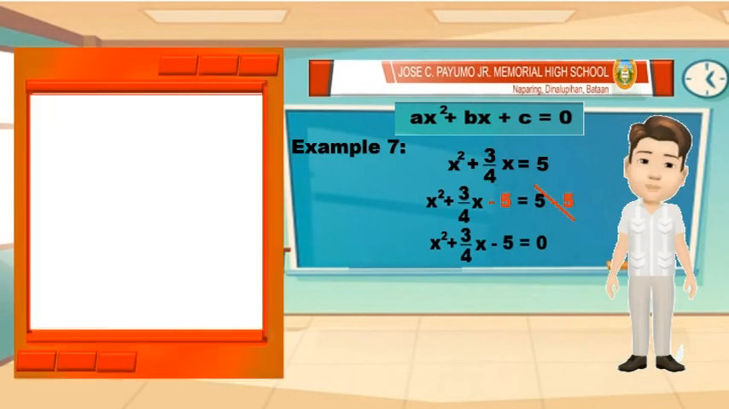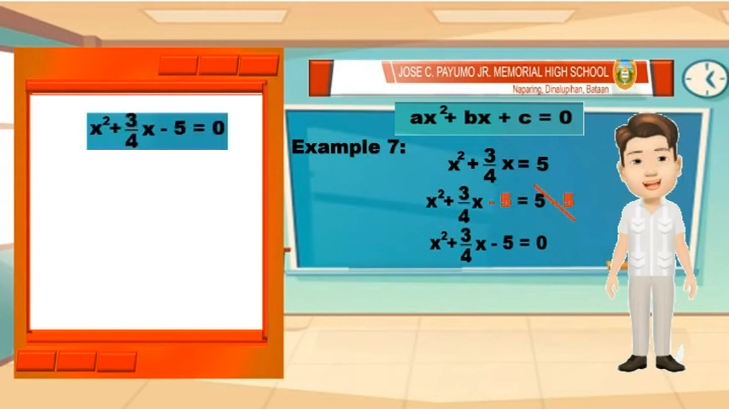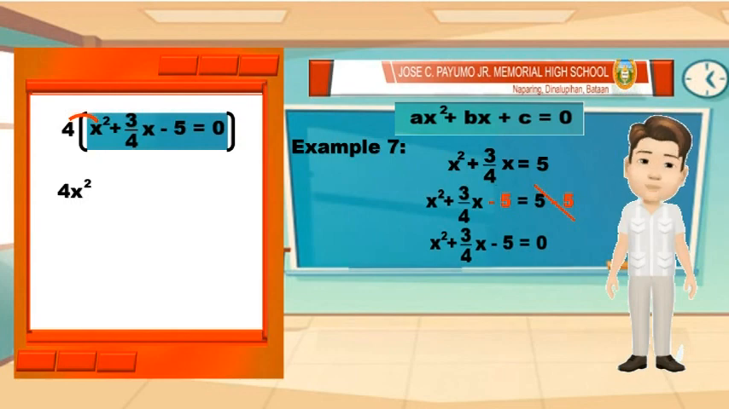Is this the standard form? No. The numerical coefficient must not be a fraction. So how to eliminate 4 as the denominator? So get the LCD. What is the LCD? 4. Then multiply 4 to all terms. So we will have 4 times x squared. We will have 4x squared.